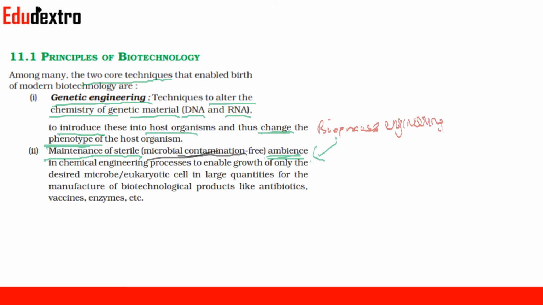Maintenance of sterile ambience in chemical engineering process to enable growth of only the desired microbe or the eukaryotic cell in large quantities for the manufacture of biotechnological products like antibiotics, vaccines, enzymes, etc. So you can understand how crucial bioprocess engineering will be in the manufacture of a vaccine or antibiotic, right?